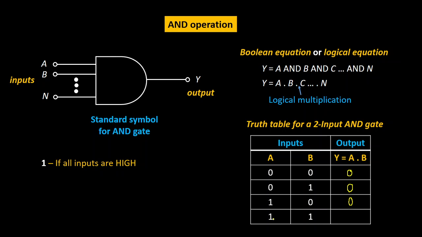But when all inputs are high, then output in that case will be 1. So the conclusion with the help of the truth table is, if all inputs are high, then output will be 1. But if any one of the inputs is low, then output will be 0. With the help of the truth table, you can easily verify that when 0 input and 0 input are given, output will be 0. And for 0, 1, 1, 0, all these combinations, the output will always be low, that is 0. But when both inputs are high, then the output will be high also. So this is the AND operation, its basic concepts, its truth table.